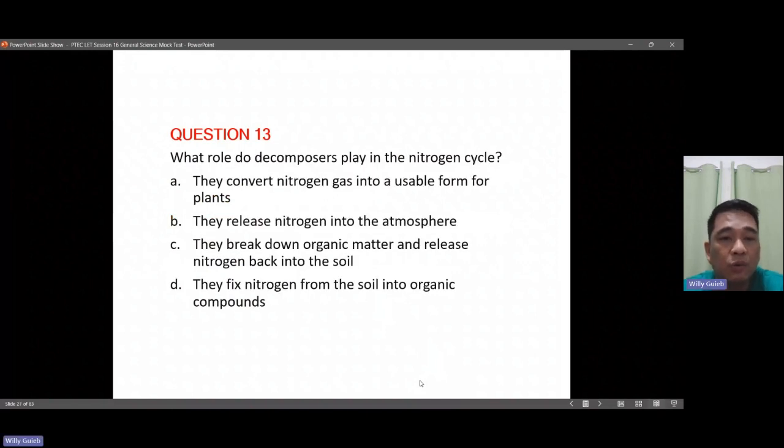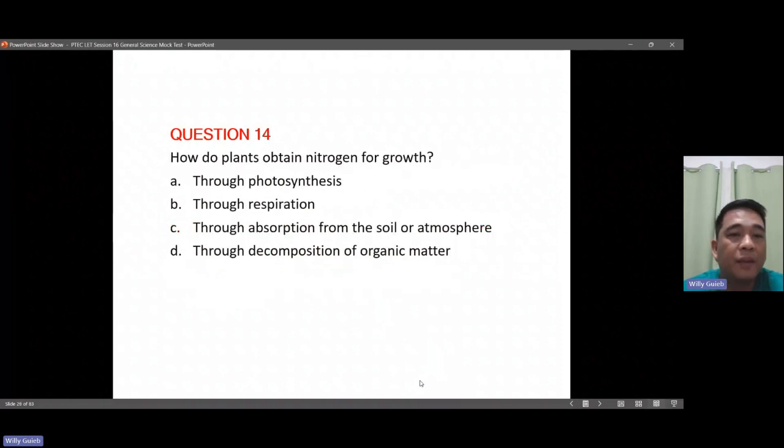Question 13, what role do decomposers play in the nitrogen cycle? A, they convert nitrogen gas into usable form for plants. B, they release nitrogen into the atmosphere. C, they break down organic matter and release nitrogen back into the soil. Or D, they fix nitrogen from the soil into organic compounds. Correct answer for number 13 is, you are correct, letter C. They break down organic matter and release nitrogen back into the soil. That's the role of the decomposers. From the term itself, they break down the different organic matter.